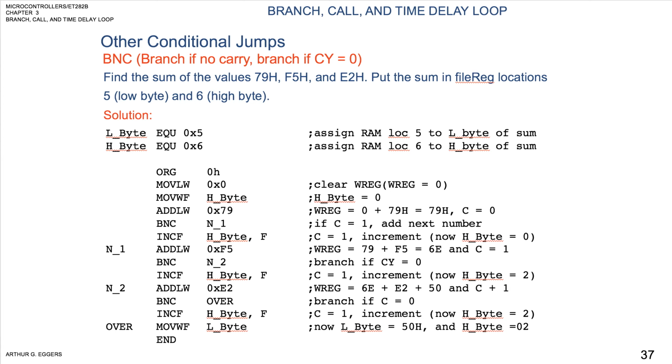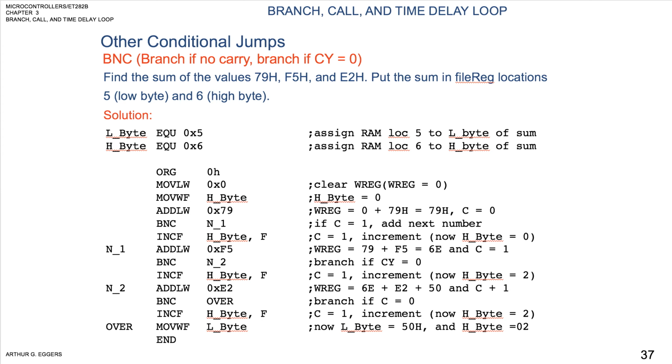Note that there is also a BC label instruction. In the BC instruction, if C is equal to 1, it jumps to the target address. We'll get more examples on this later when we move into chapter 5. Other conditional branch instructions will be discussed in chapter 5 at that time.